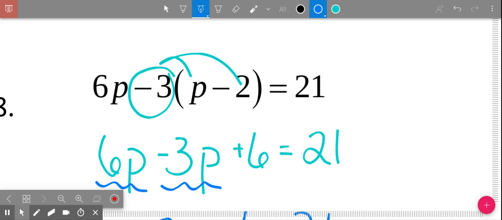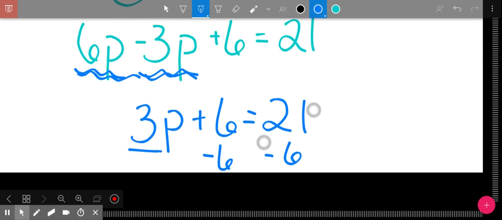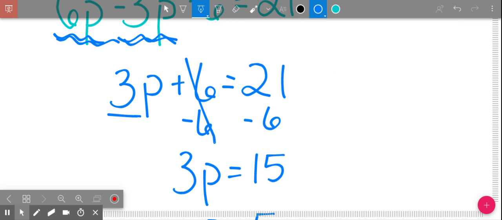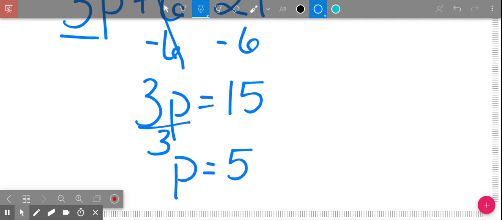All right, so I hope you took the time to try that one out on your own. After we distributed, we needed to combine like terms. So we have 6p and a negative 3p. When we combine those, 6 minus 3 gives us 3. And then I just brought down the rest of the problem. Now we need to subtract 6 to the other side. When we do that, these will cancel. And then I have 3p is equal to 15. We're going to divide out the 3. And I'll get p is equal to 5 because 15 divided by 3 is 5.